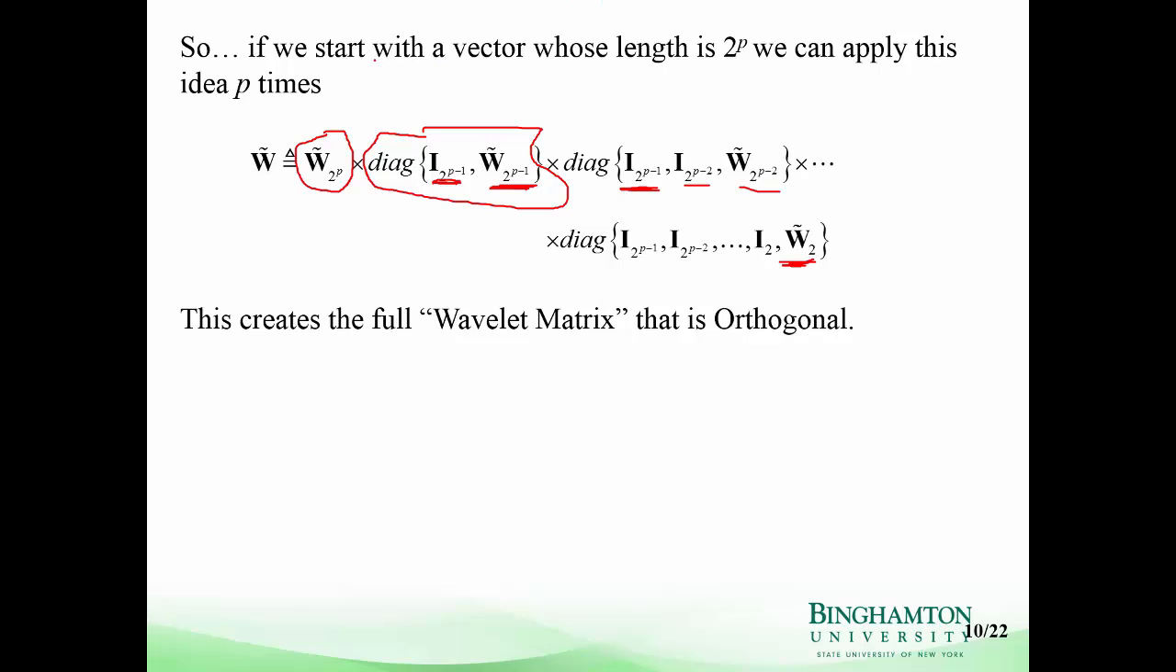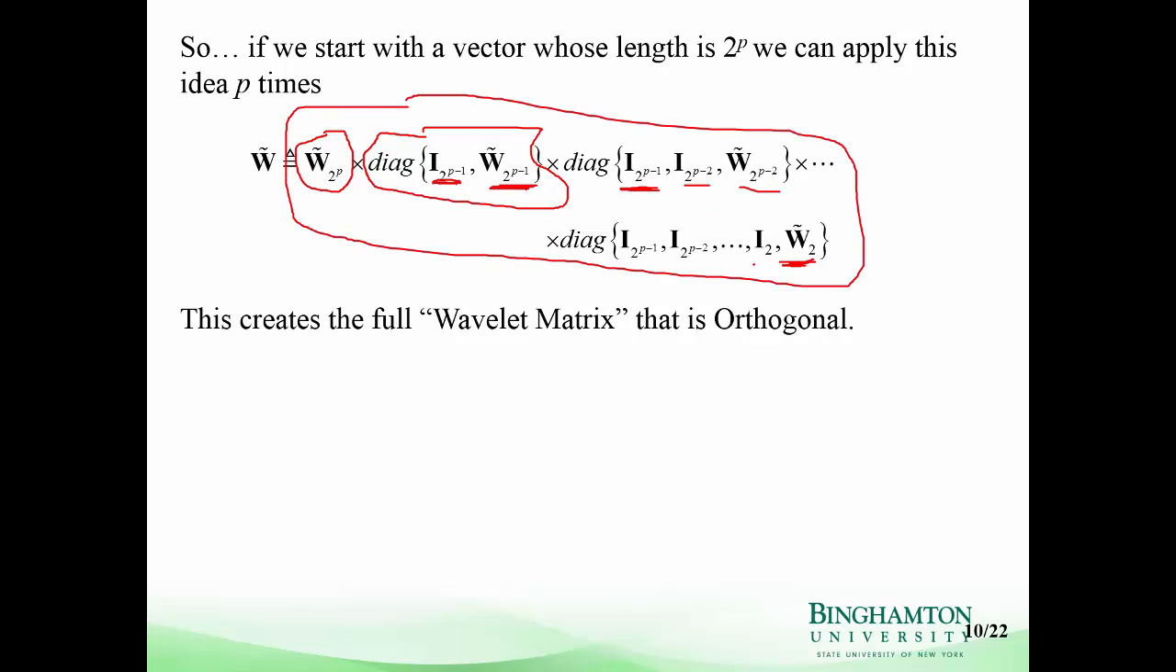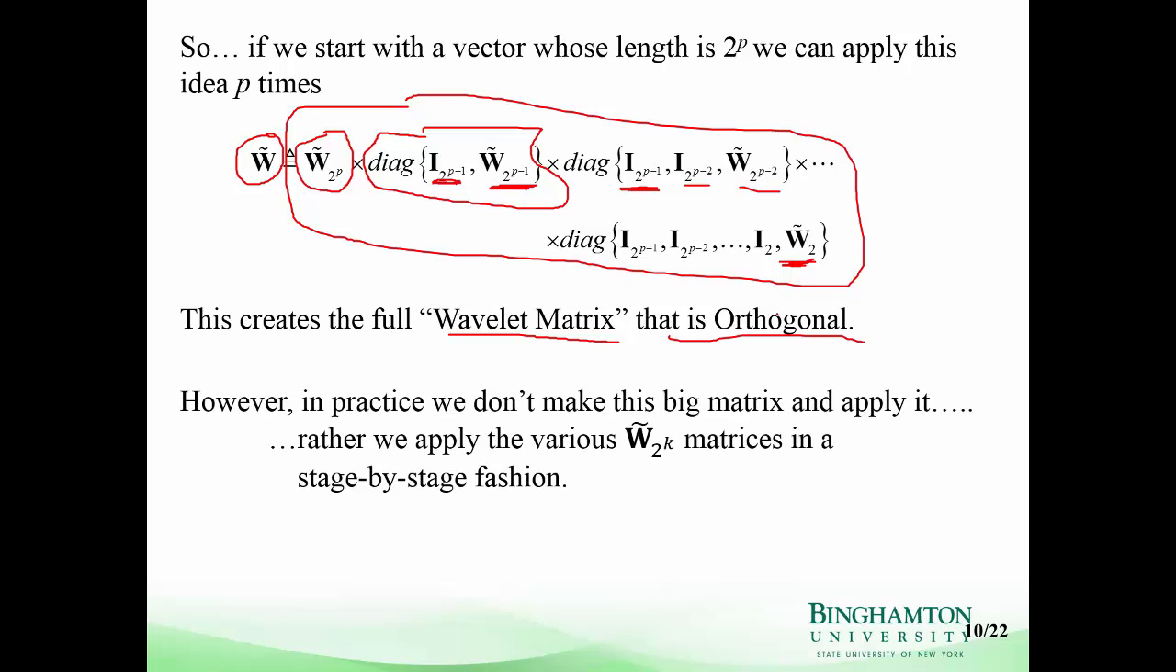And so if we were to look at this whole structure, one matrix after another, after another, and figure out what it looks like, we'll call that whole thing W tilde for a specific size. In fact, it'd be 2^p, but we don't put a subscript 2^p there. And so this creates the full wavelet matrix. It is orthogonal because every one of these is orthogonal, and a product of orthogonals is orthogonal. So we could do that. We could create this one big wavelet matrix and we could apply it.